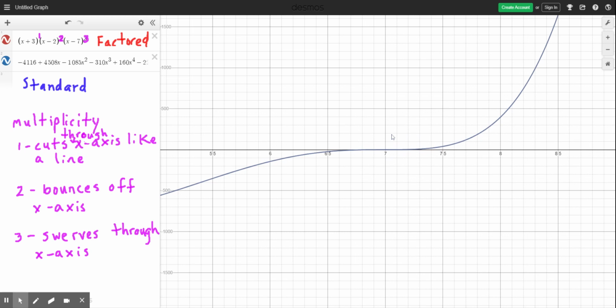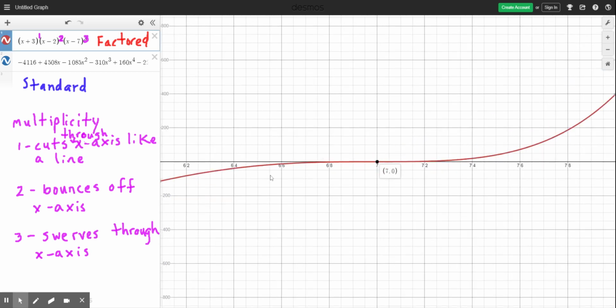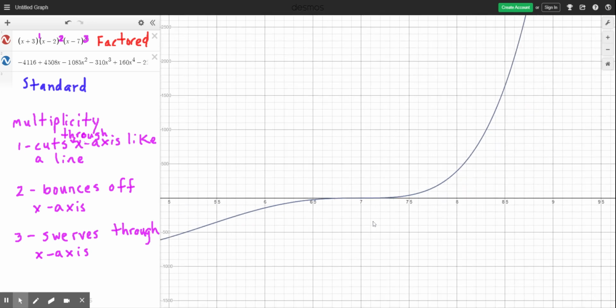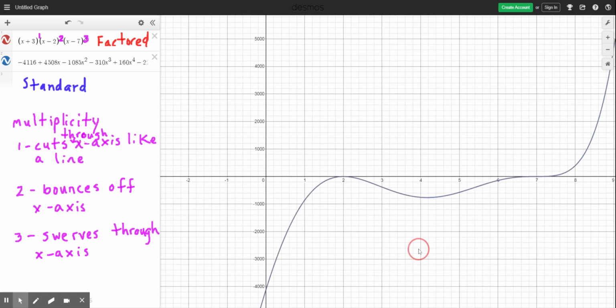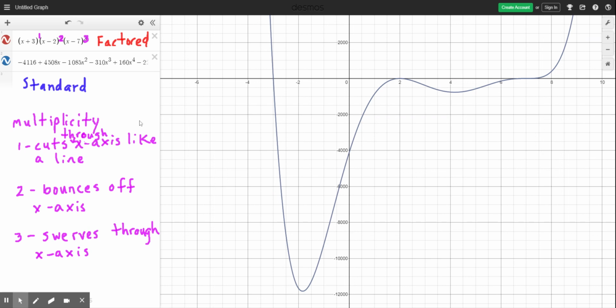So if I zoom in here again on just this, the swerve that we're saying is that it's coming up, and then it flattens out, and then it curves up again, kind of like a swerve would be. You're going to straighten out here and then swerve back up. And so that's distinctive of a third degree or a multiplicity of 3 at that particular root here, right? That indicates that exponent.